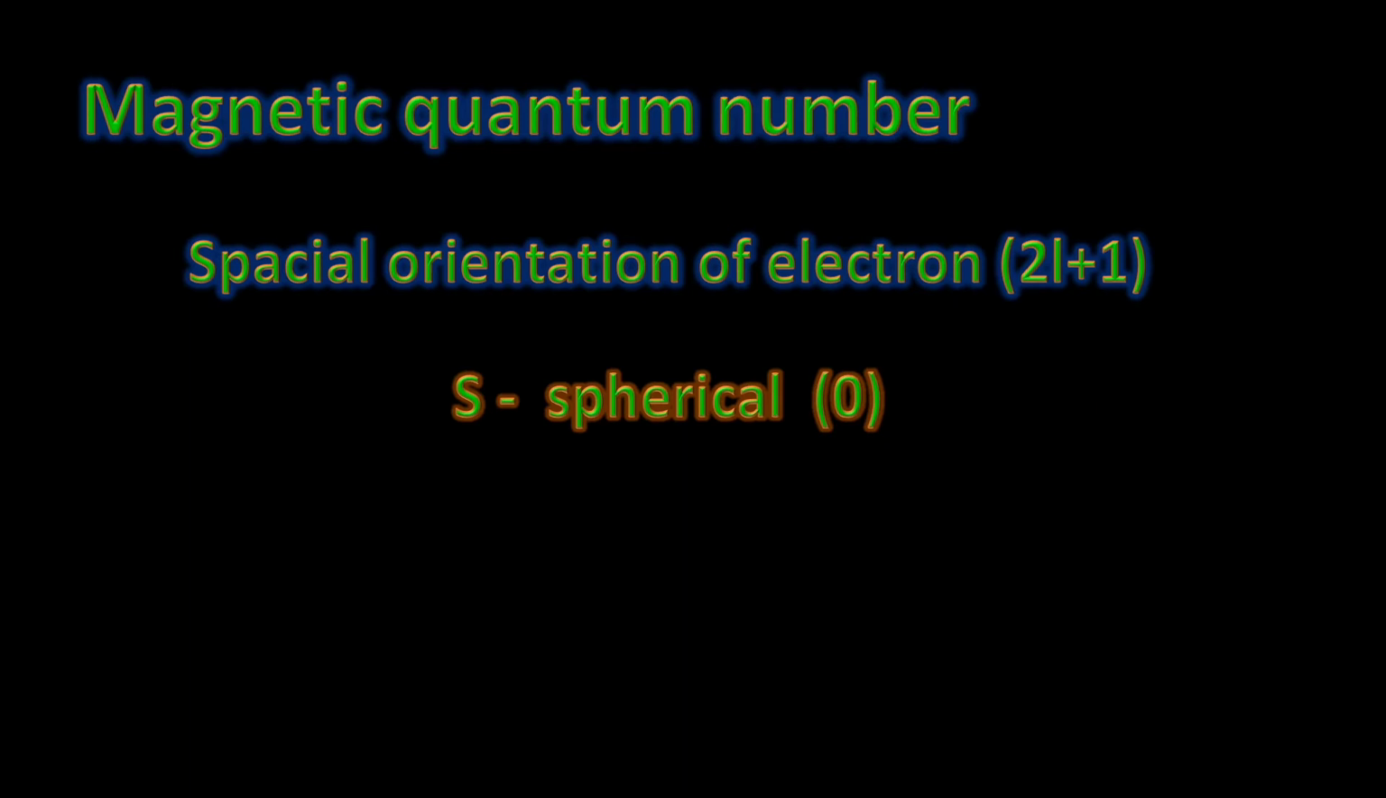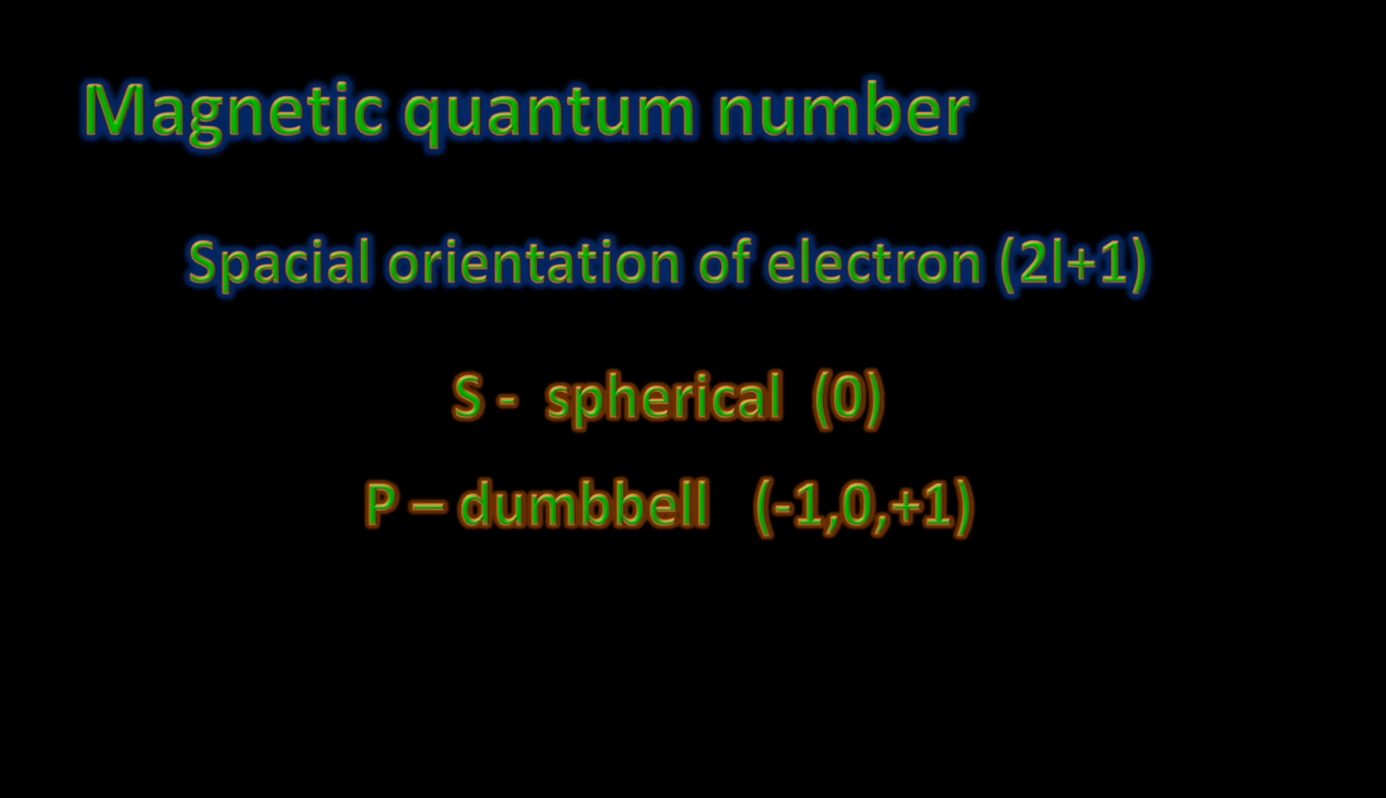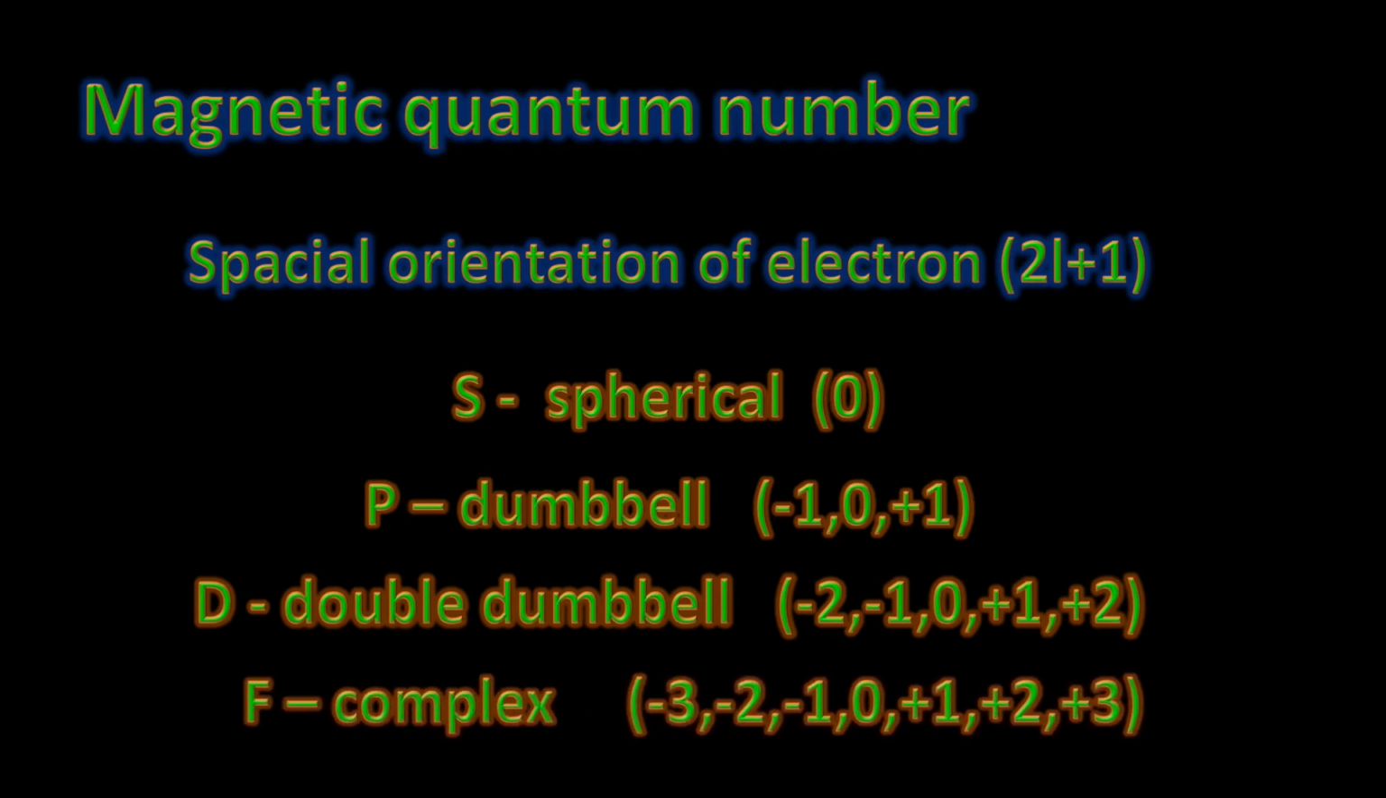As you know, s is spherical, it has 0. For p, which is the shape of a dumbbell, it takes the values minus 1, 0 and plus 1. And for d orbitals, which are double dumbbell, it takes the values minus 2, minus 1, 0, plus 1, plus 2, a total of 5. And for f, which is of complex shape, it takes the numbers minus 3, minus 2, minus 1, 0, plus 1, plus 2, plus 3, a total of 7.